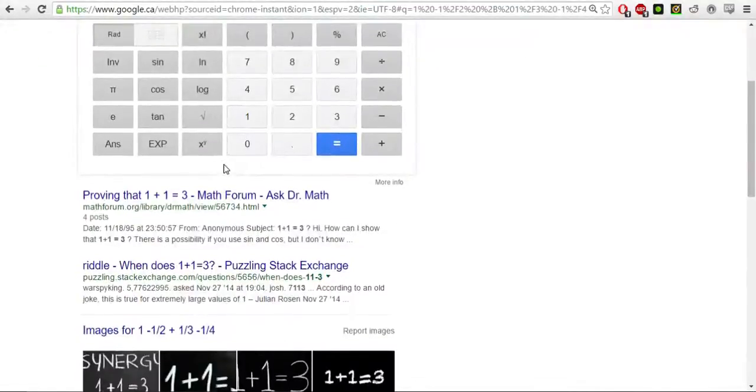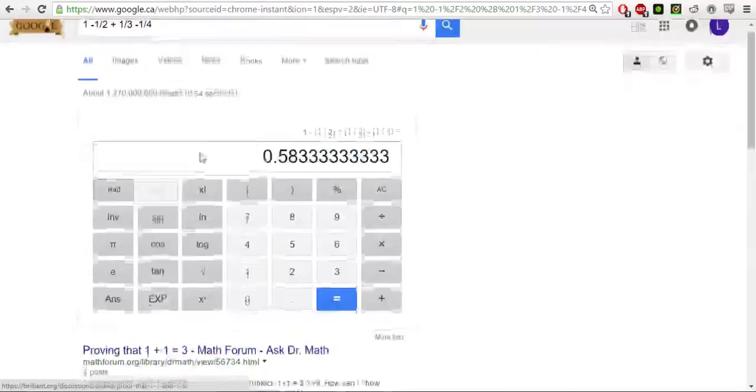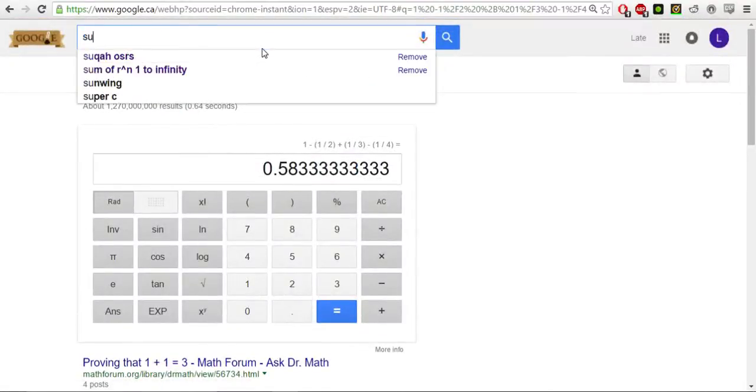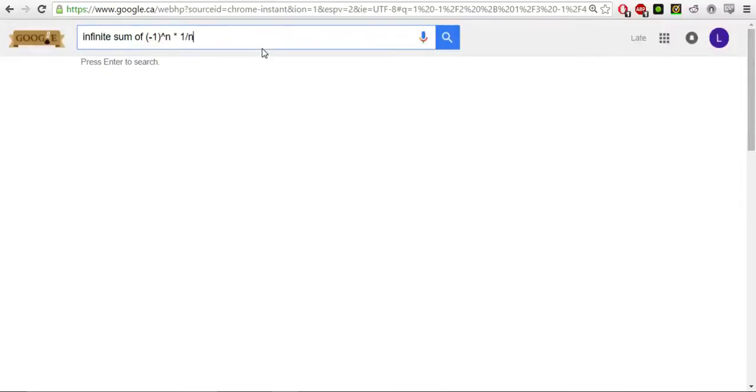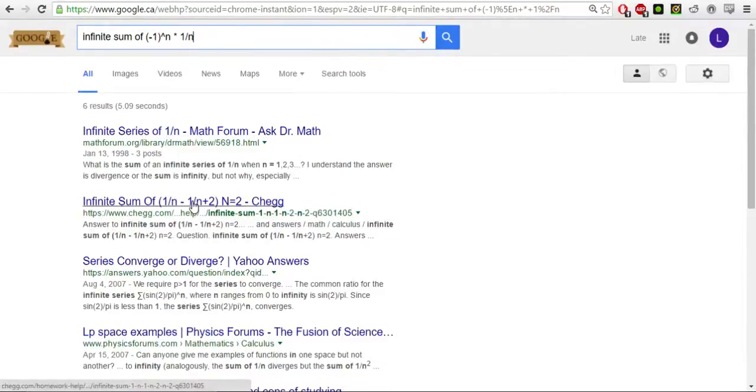Can I find that somewhere? I can't, but basically if you do the infinite sum of minus 1 to the n times 1 divided by n, I don't know if that's going to pop up. Anything? Well, it doesn't, but basically if you had 1 minus 1 half plus 1 third minus 1 fourth plus 1 fifth minus 1 sixth, you get ln of 2.